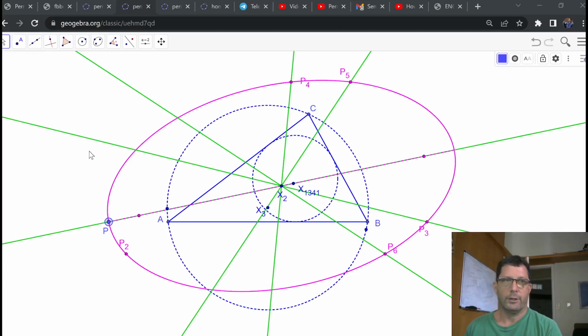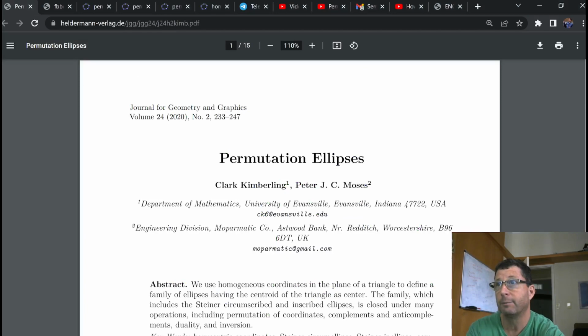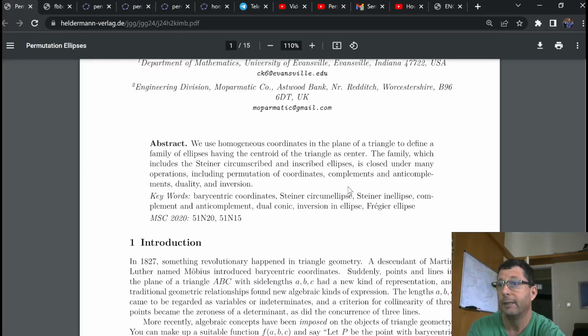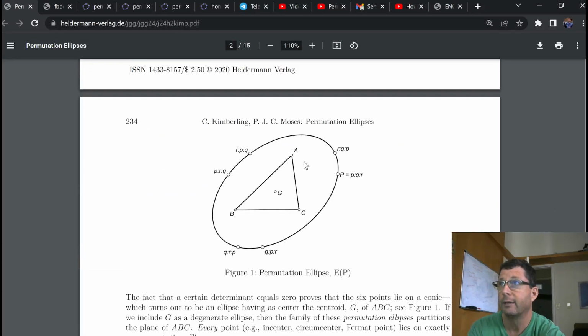So, continuing our discussion about permutation ellipses. What are permutation ellipses? They were defined in this paper by Kimberling and Moses. Basically, what you do is you take a triangle ABC, you select a point on its plane whose barycentric coordinates are P, Q, and R, and then you permute those barycentric coordinates.